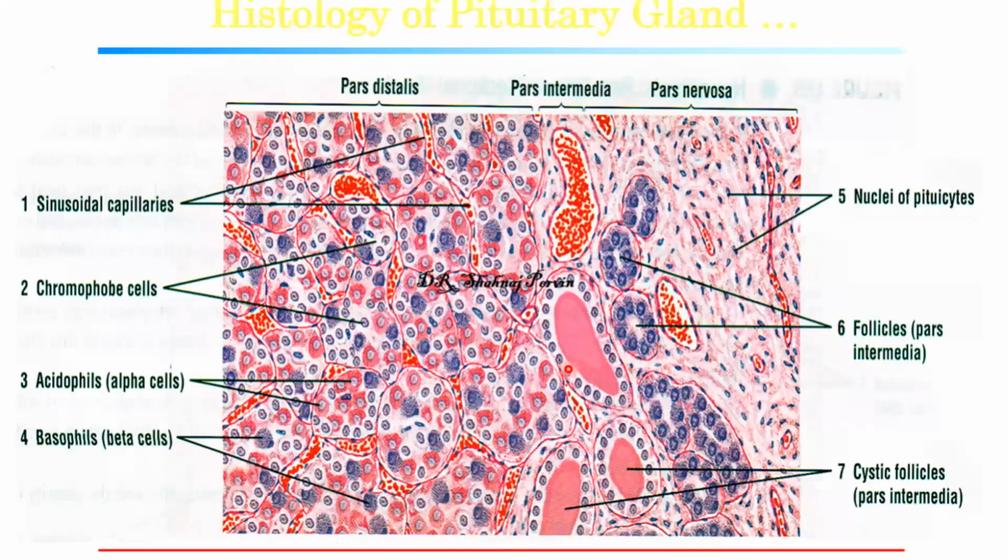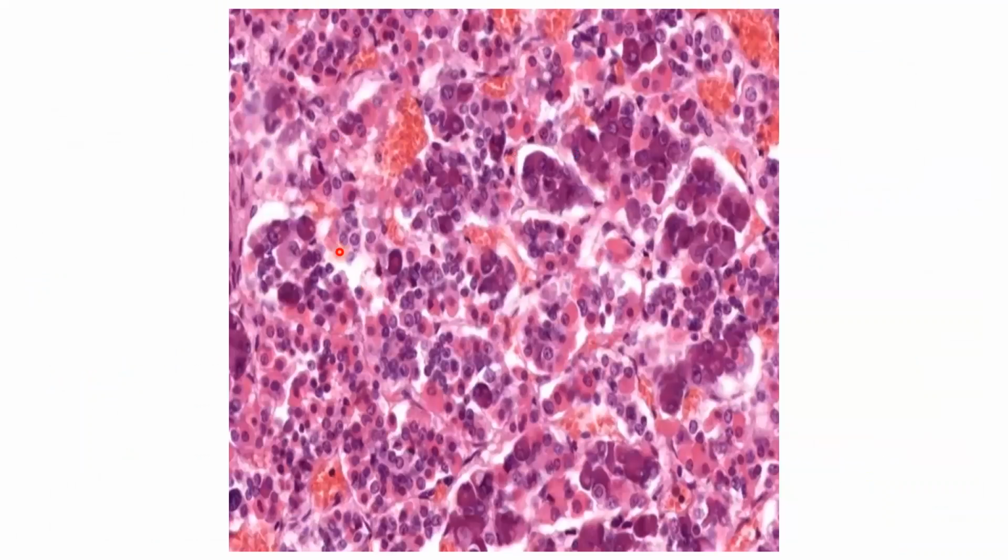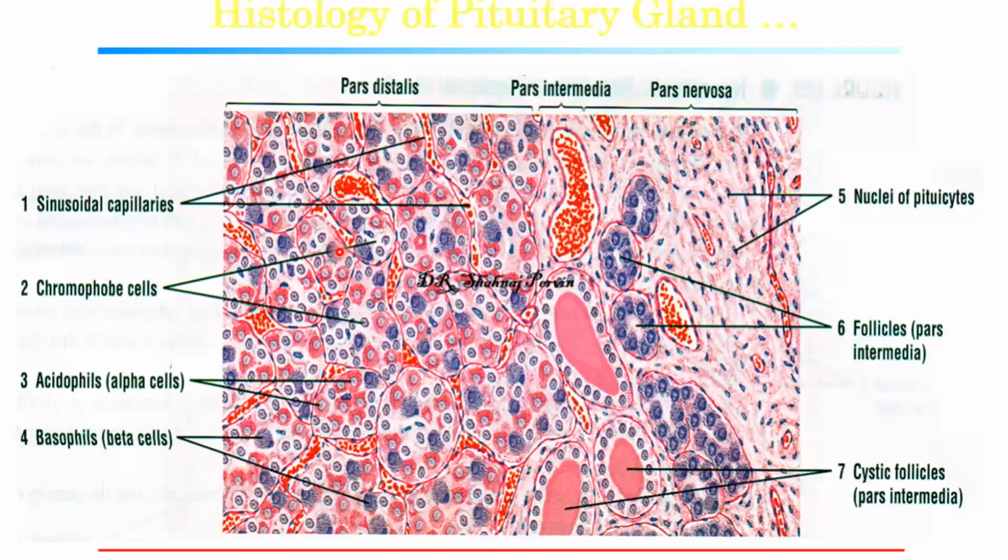So this is the picture you are seeing. These pink color ones are acidophilic, these violet color ones are basophilic, but you will be getting a picture like this. This is for your understanding.